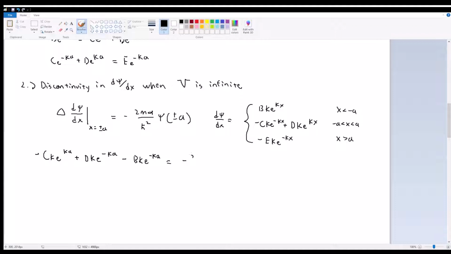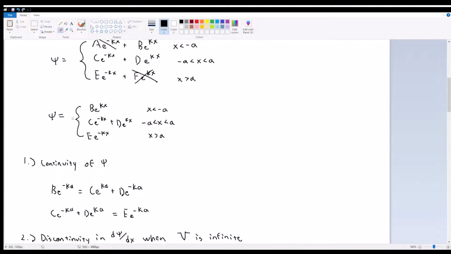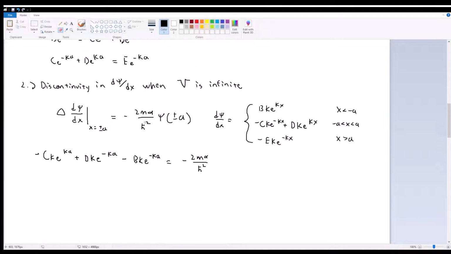And this is going to equal negative 2mα divided by ħ² times ψ at negative a. So we can choose to use either this or this, because remember, they both equal each other at negative a. For simplicity's sake, it's better to use this one, because this one only has one term, whereas this one has two terms. So let's define this... Actually, I apologize, we want ψ at negative a, not dψ/dx at negative a. So ψ at negative a is just b e^(-ka). So let's do this, and then b times e^(-ka).